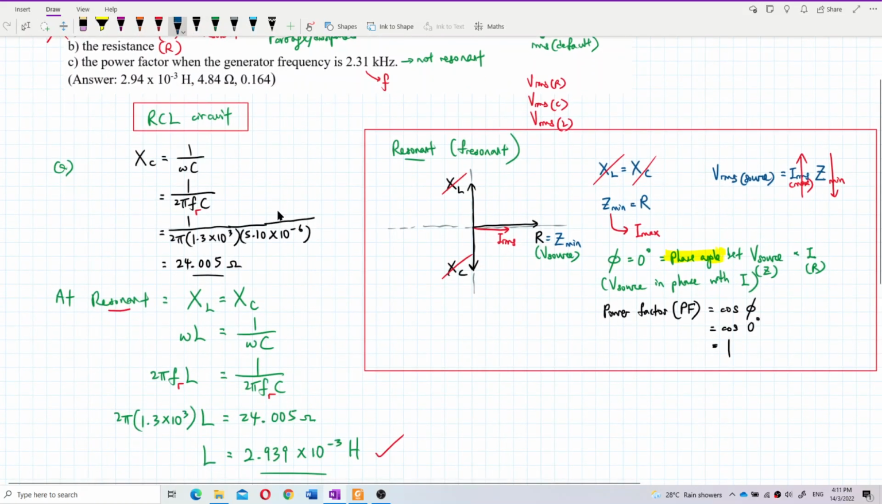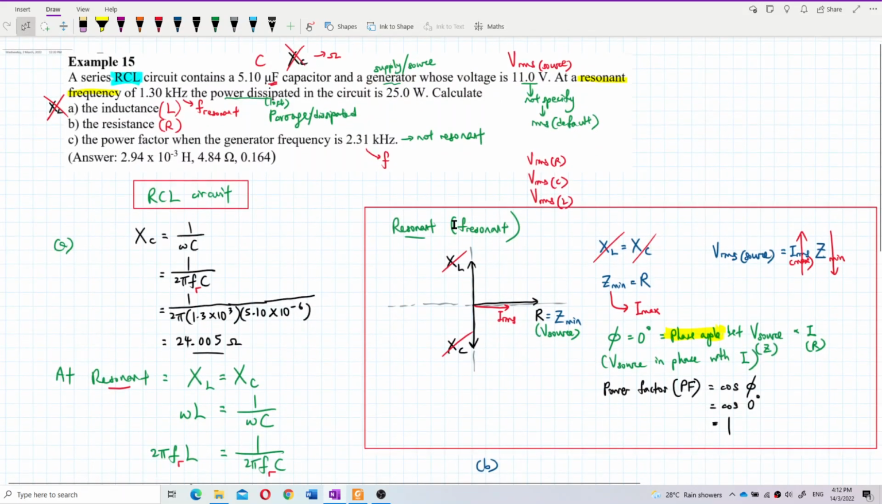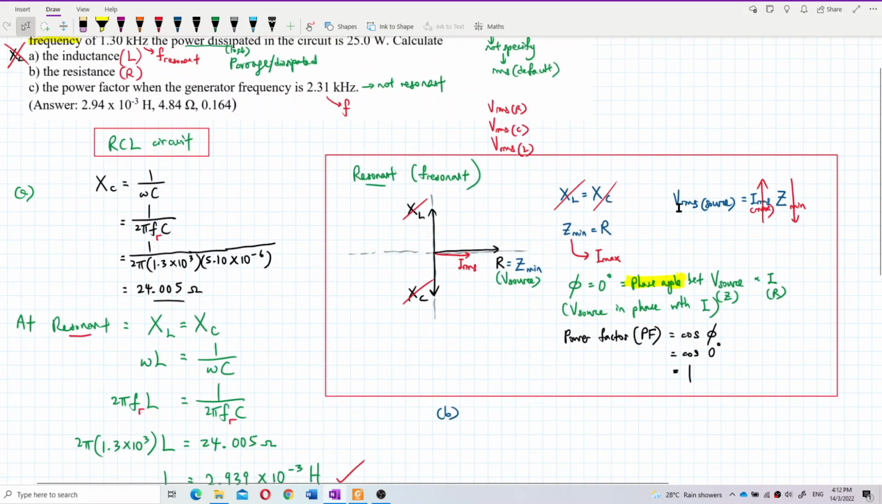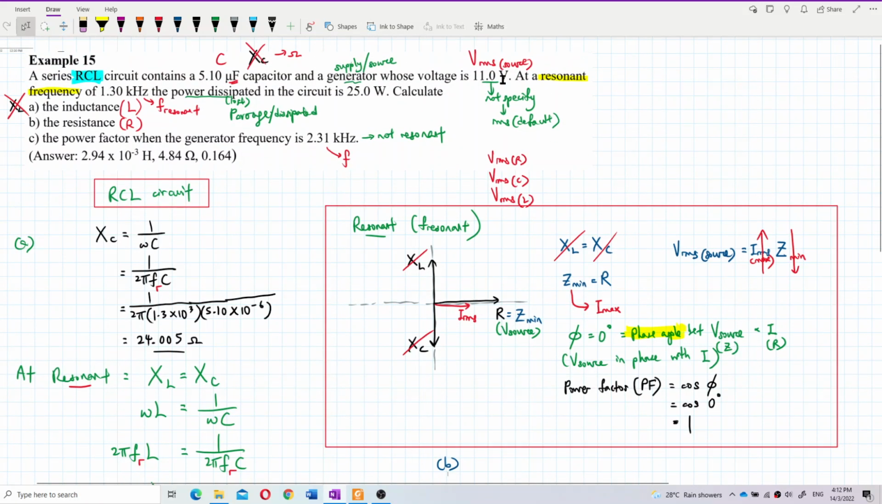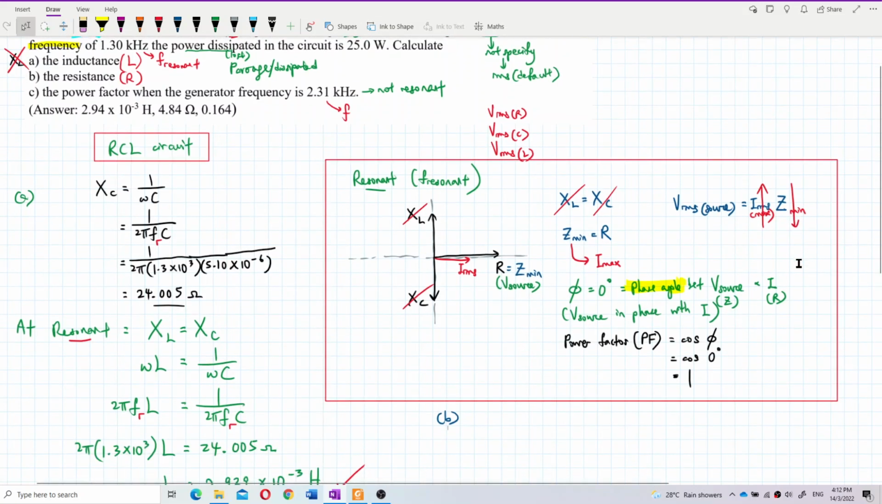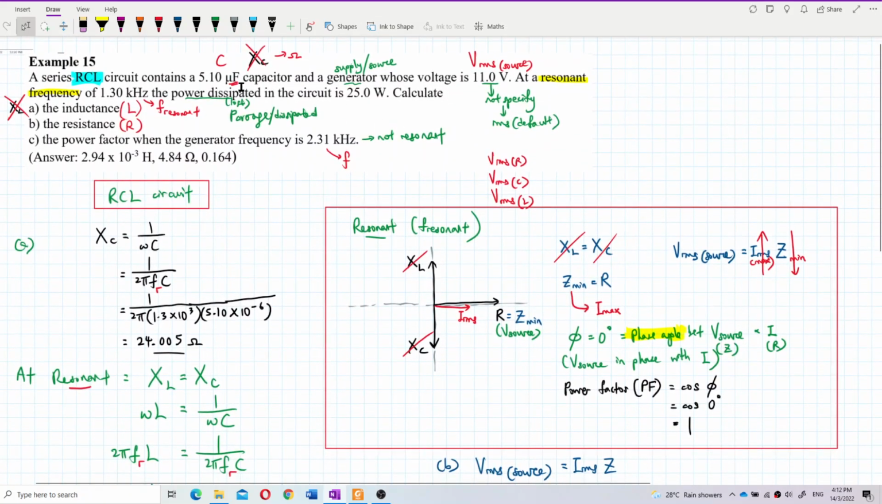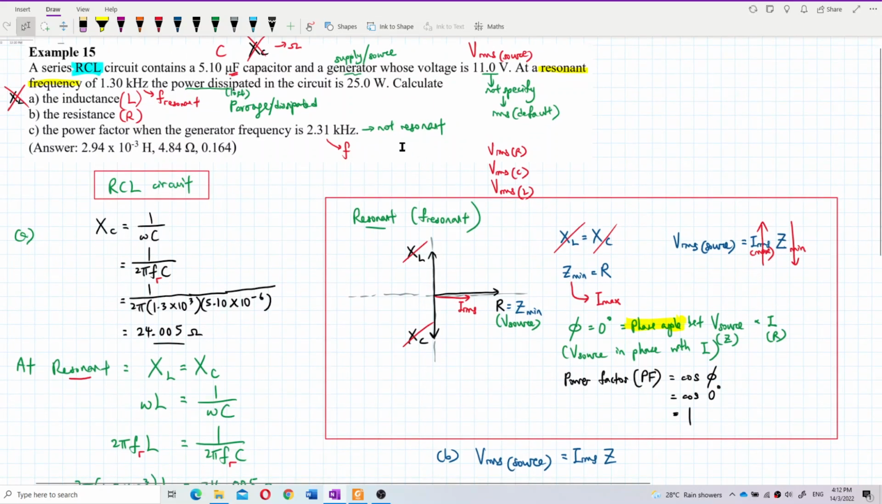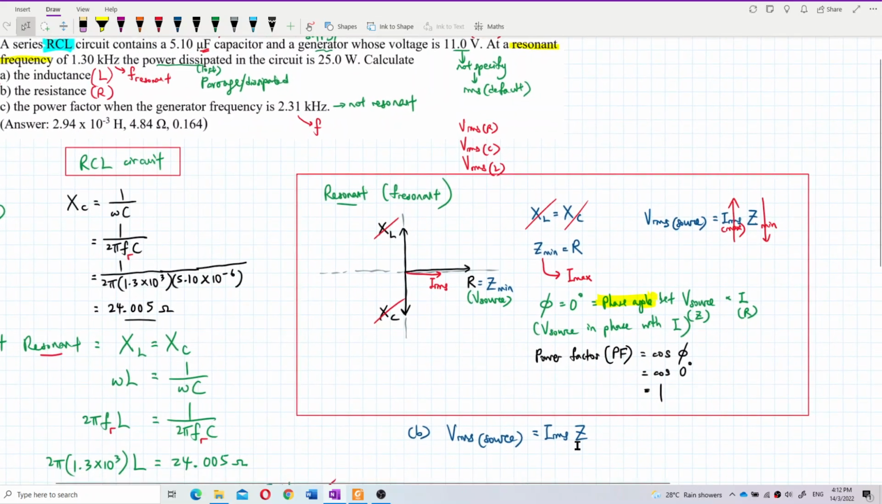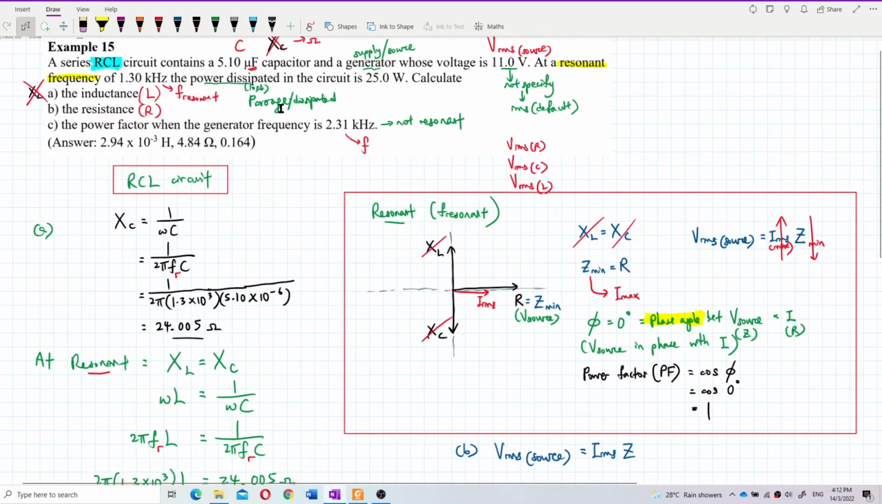Question B. So we are still in resonance, right? We have the VRMS source, so I think we can use the formula VRMS source equal to IRMS Z. But I don't think I can continue, because I don't have the current.